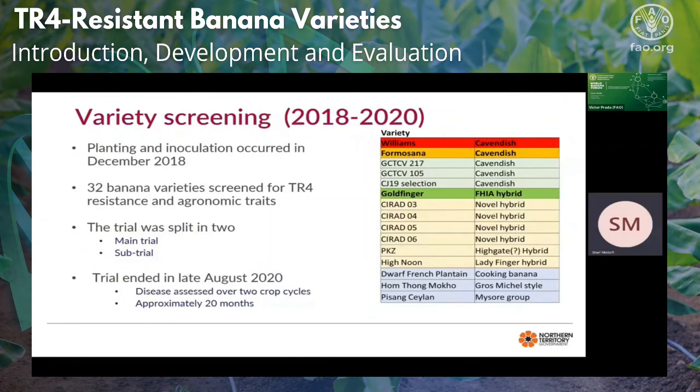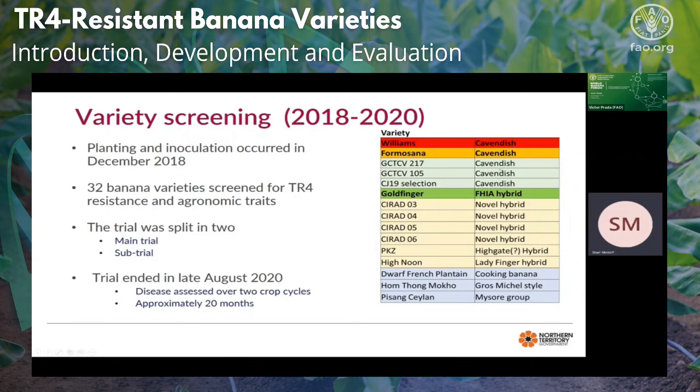So if we jump ahead to the end of 2018, we did another screening trial where we looked at 32 different varieties. This particular trial had to be split into two different experimental designs because I think we had issues with supply of some tissue culture material. So we split into the main trial, which was a full design that we used previously, and the sub trial, which was a smaller planting. I'm just going to focus on the main trial, which are the varieties you can see here.